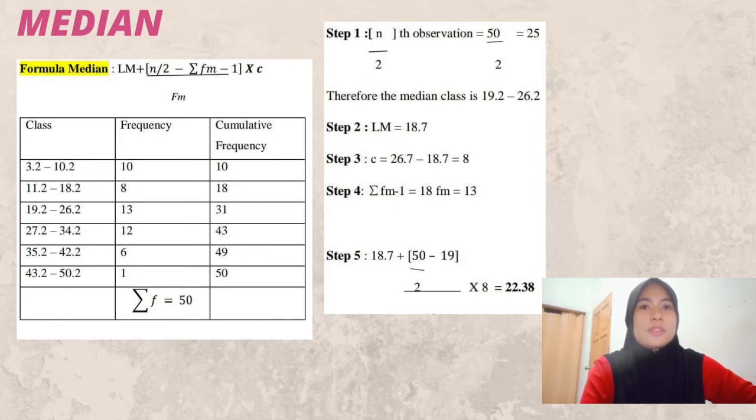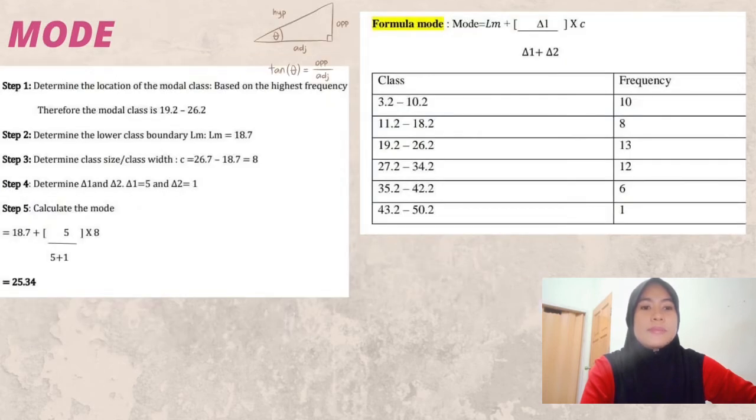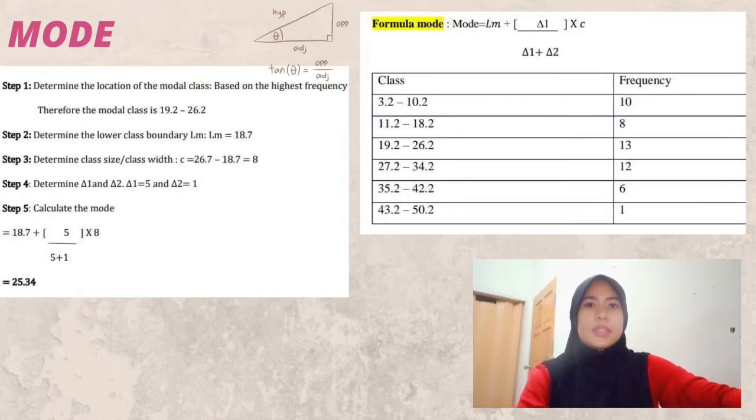Step number 3, determine class size or class width, which equals 8. Step number 4, determine summation F M minus 1 equal 18 and F M equal 13. For step number 5, calculate the median. So the median is 22.38. Next is for mode. As you can see in the slide, the formula for mode.